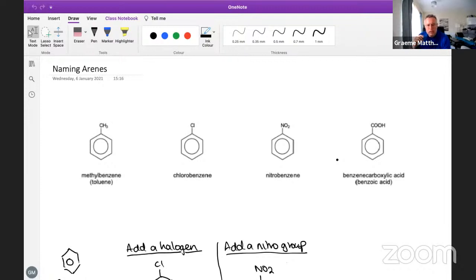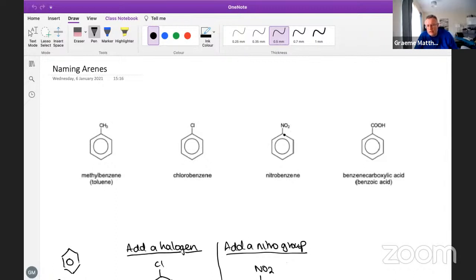On the left-hand side, I've got methyl benzene. Methyl benzene is, look, again, a circle in the middle of the ring. It's where I stuck an alkyl methyl onto benzene. It used to be known as toluene. This is methyl benzene. Or I can put a halogen onto a benzene, and this would be chlorobenzene.